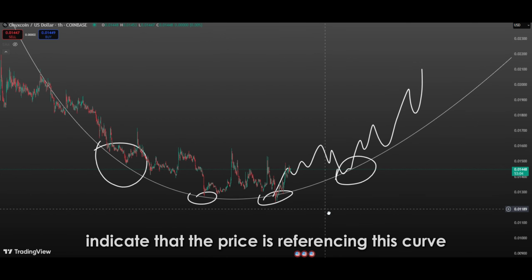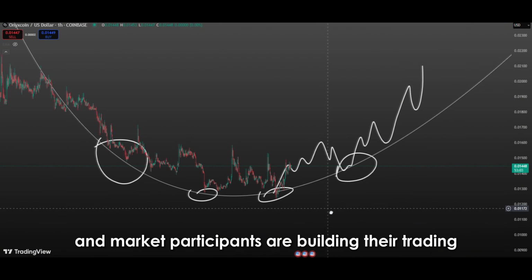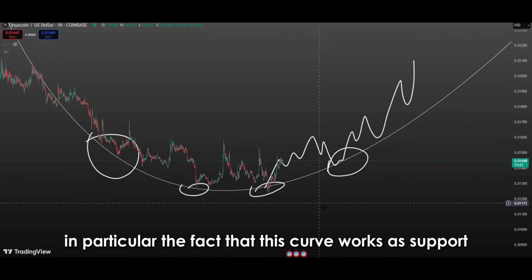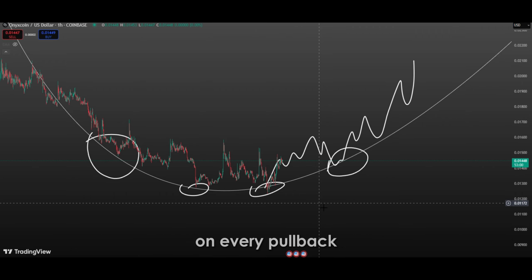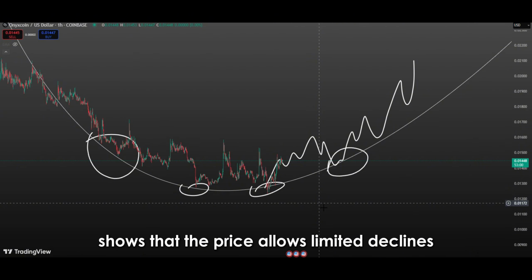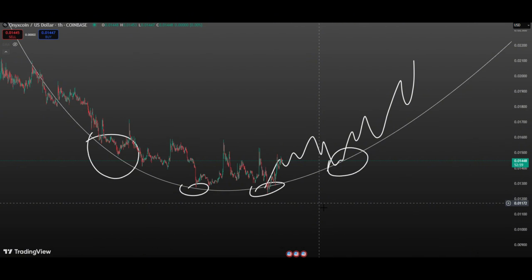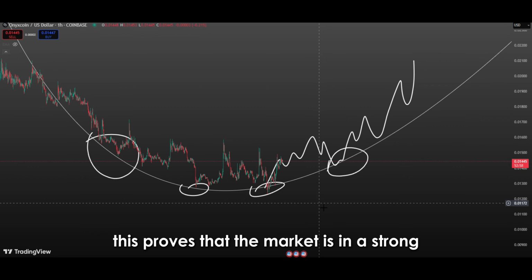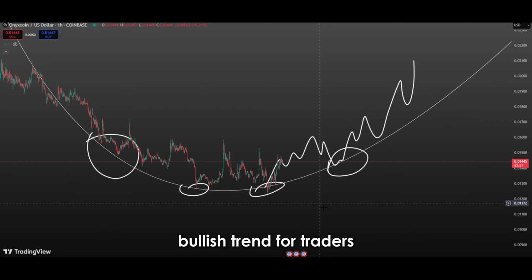These contacts indicate that the price is referencing this curve, and market participants are building their trading strategies around this structure. In particular, the fact that this curve works as support on every pullback shows that the price allows limited declines and then recovers and continues its upward journey. This proves that the market is in a strong bullish trend.